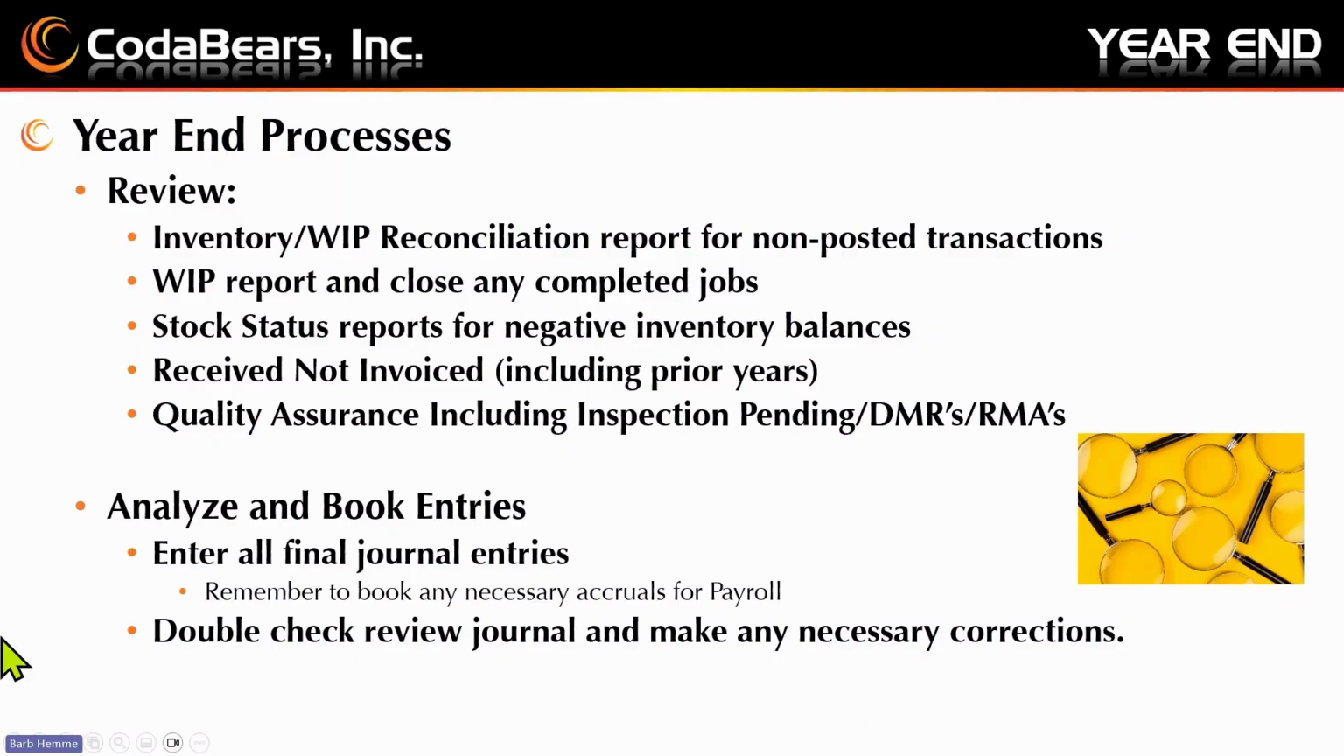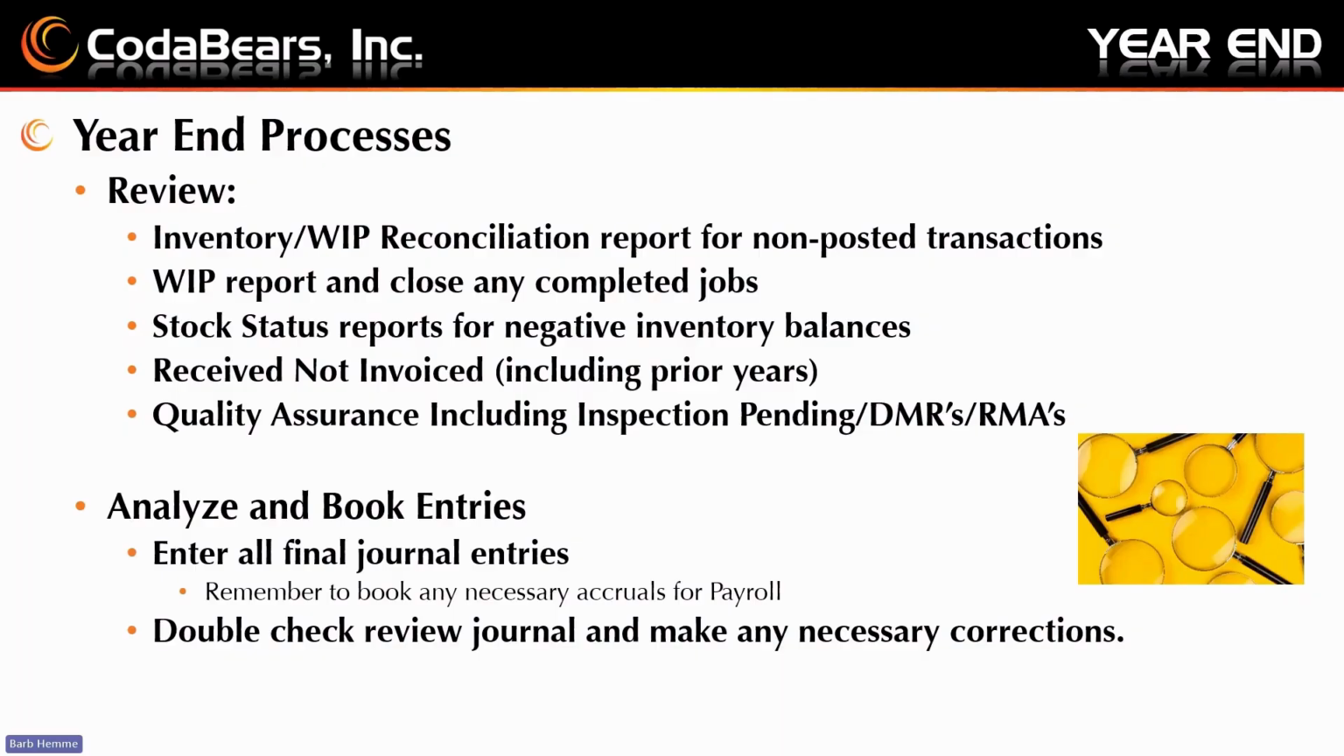Look at quality assurance. Make sure that everything for quality is handled: inspection pending, DMRs, RMAs. They all post to the ledger and we want to include them all in the current year. Next, analyze and book any entries. So enter all your final journal entries.